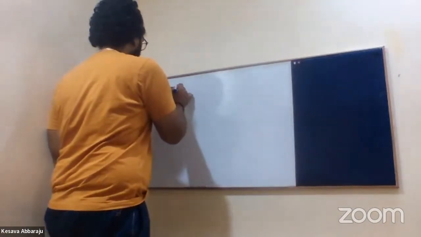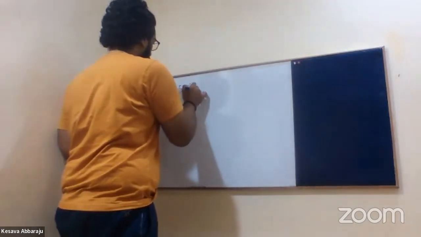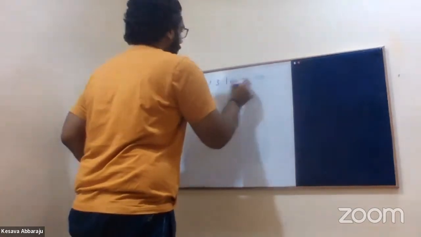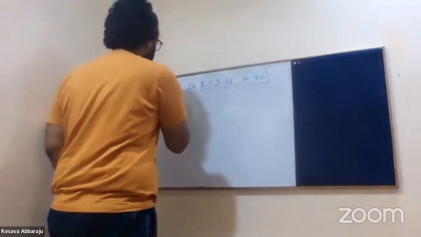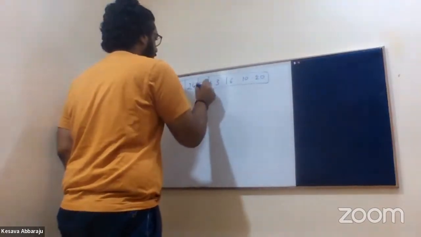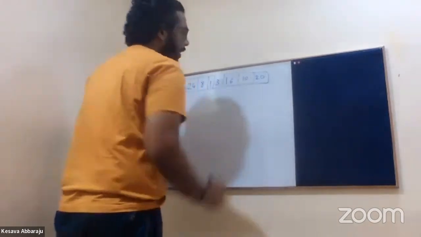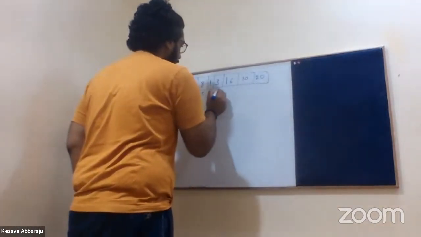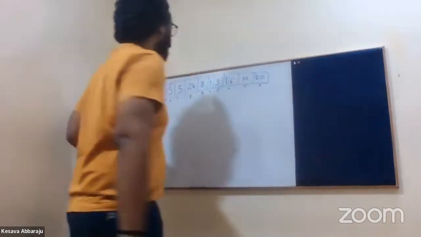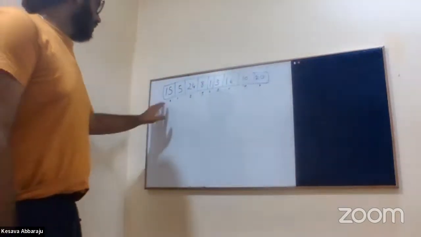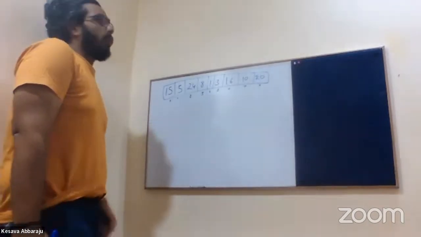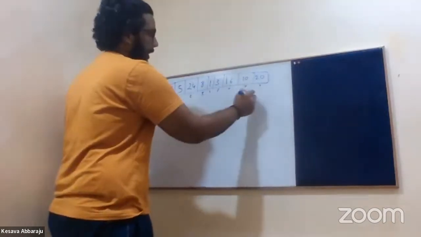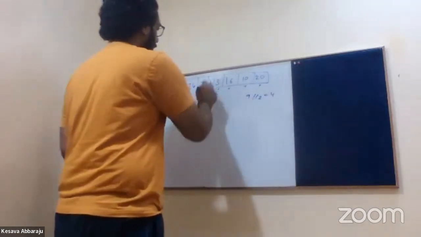Let's see. I'll take an unsorted array. This is an unsorted array with 9 elements. So the length of the array is 9. The indexes are 0 to 8. So what will be the middle element? The length of the array is 9. 9 by 2 is 4. So it will be here.